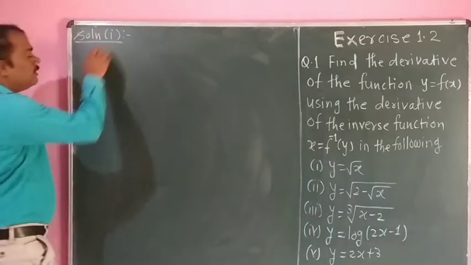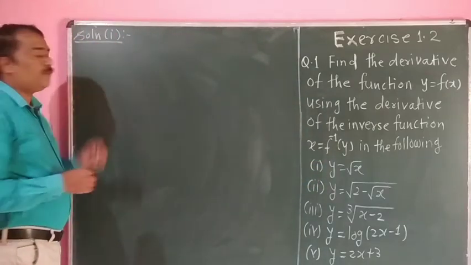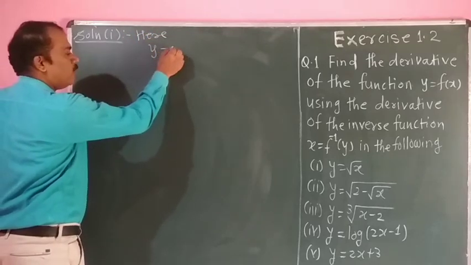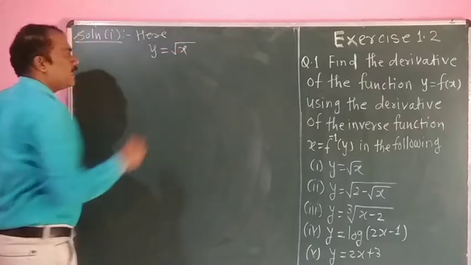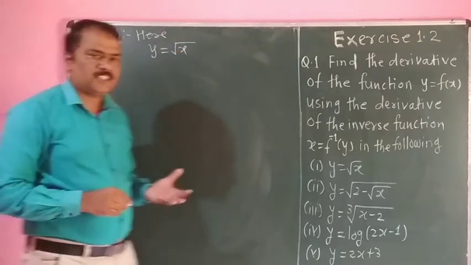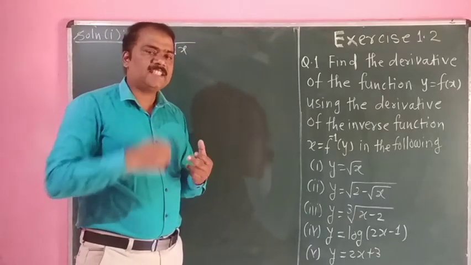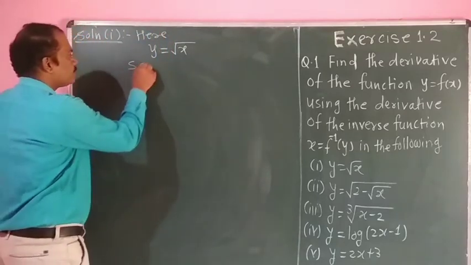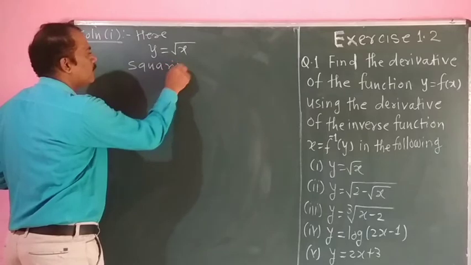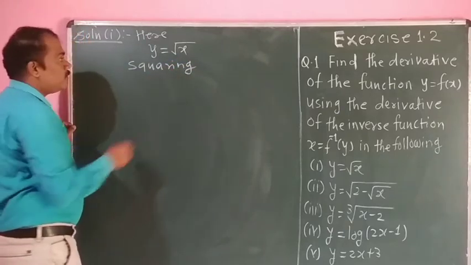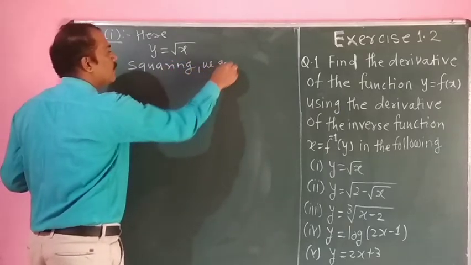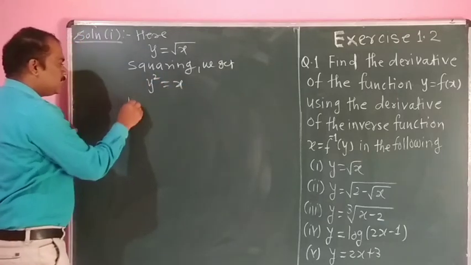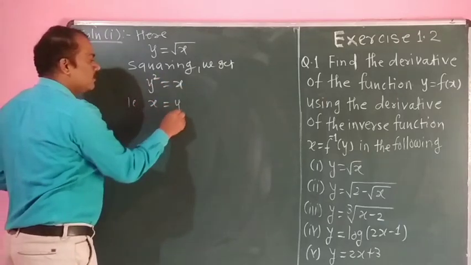Solution of example number first. Here the given function is y is equal to root of x. To find its inverse function means we have to express x in terms of y. So squaring both sides, what do we get? y square is equal to x. That is, x is equal to y square.